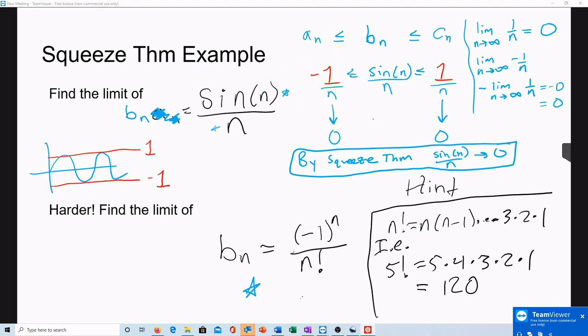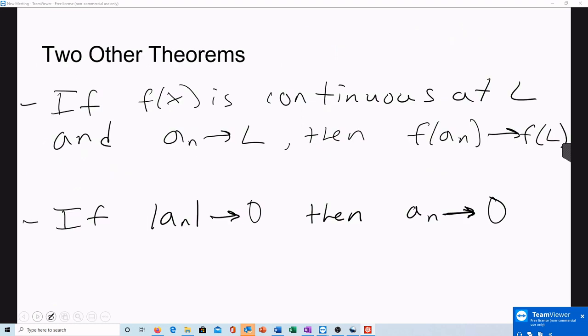So if you're not sure about this, if you've never seen this before, look up factorial. I'll give you an introduction on it a little bit later, but we are going to use it. All right. So there's a couple other theorems that are useful for us to use in here.